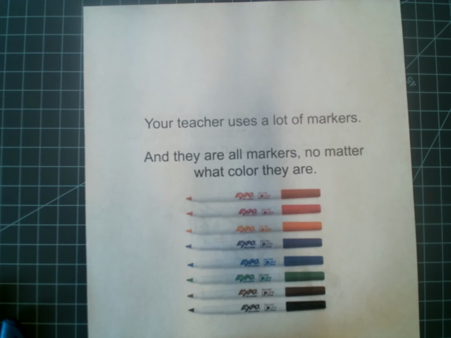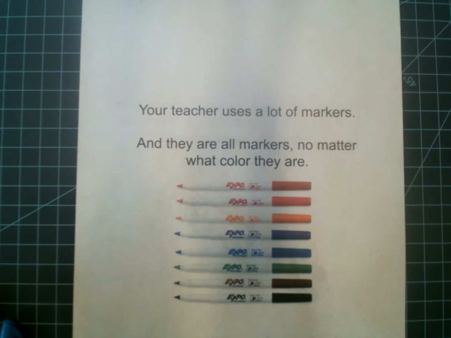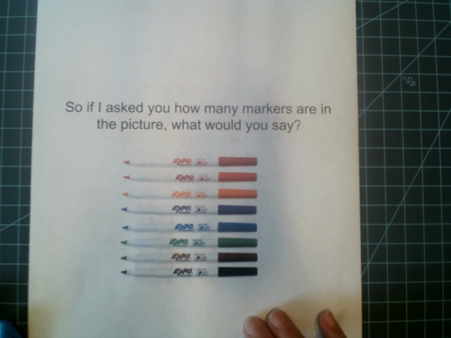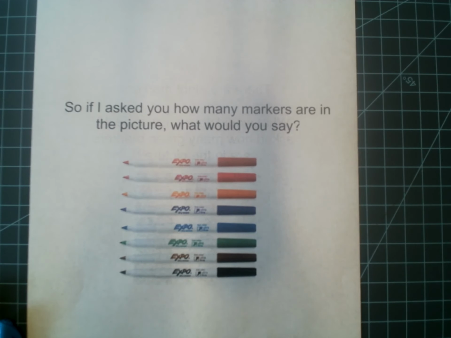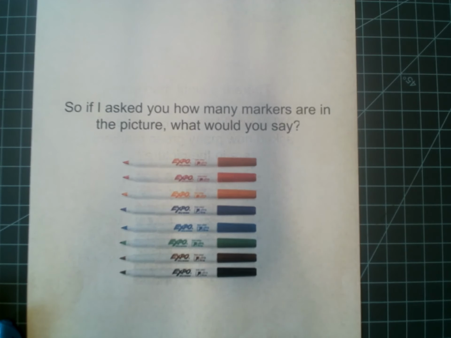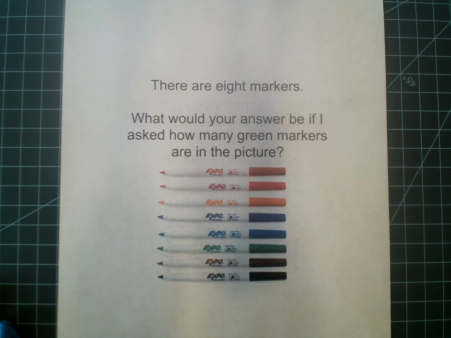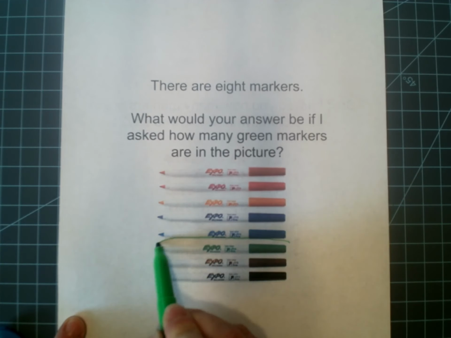Now, your teacher uses a lot of markers, and they are all markers no matter what color they are. So if I asked you how many markers are in this picture, what would you say? There are 8 markers in this picture. What would your answer be if I asked how many green markers are in this picture? Obviously, there's only one green marker.